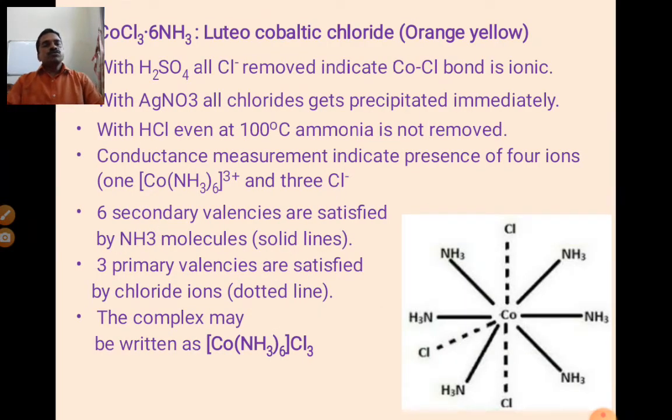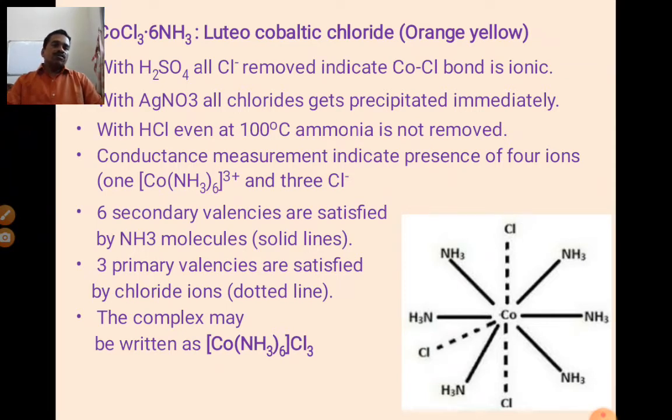The first complex, which was orange yellow in color, having formula CoCl3·6NH3, he has given the name luteo-cobaltic chloride. When this complex is treated with sulfuric acid, all chloride ions get removed, which indicates that all Co-Cl bonds are ionic. When treated with silver nitrate, all chlorides get precipitated immediately.